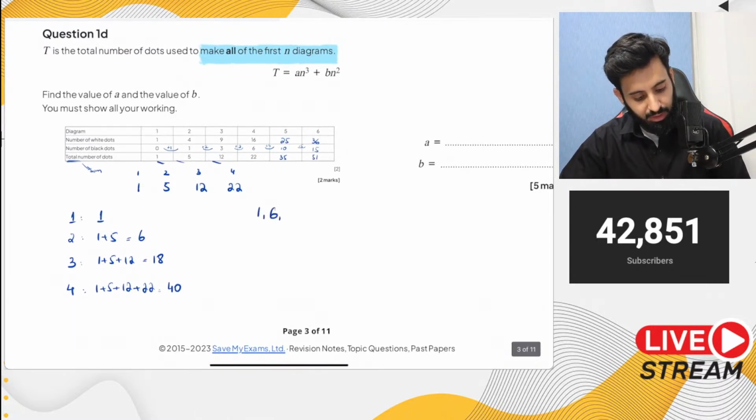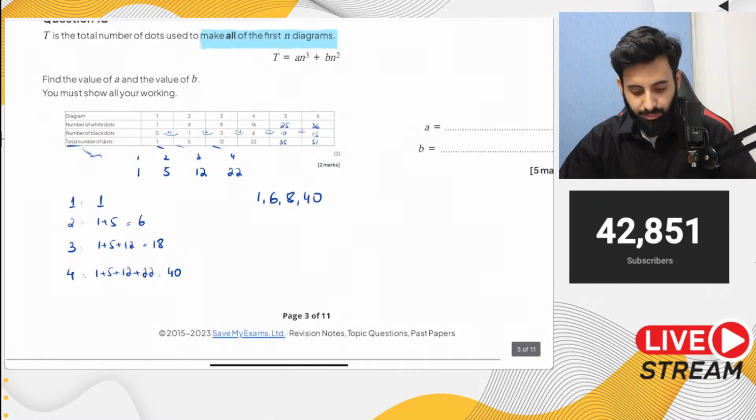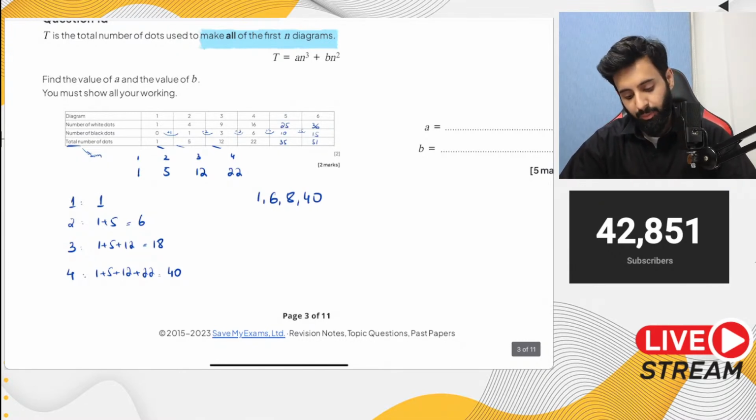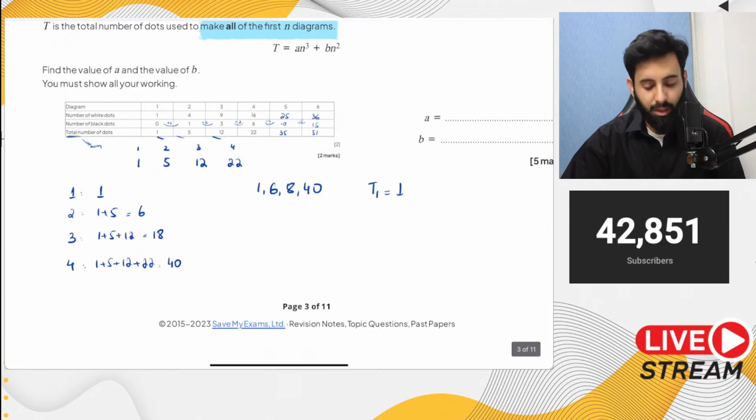1, 6, 18, 40. Now, one method is obvious: you can use the general term for a cubic sequence. But there's another way to do it. Now, you know that the first term is equal to what? The first term is equal to 1. Now, you know what you can do? You can make an equation out of it.